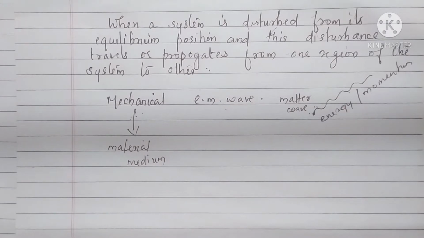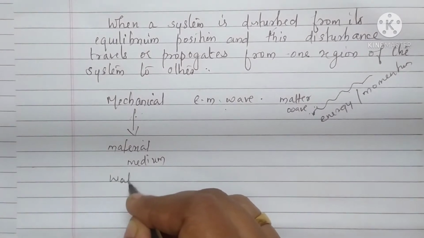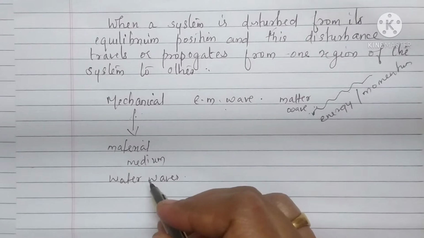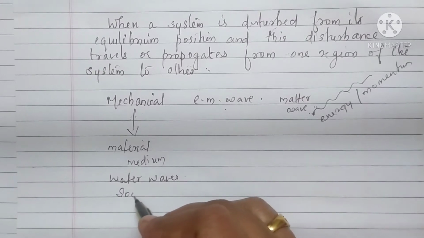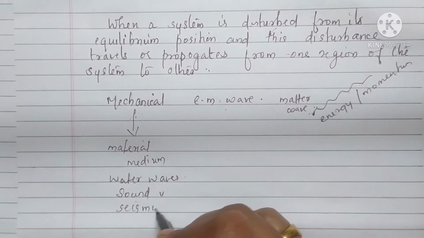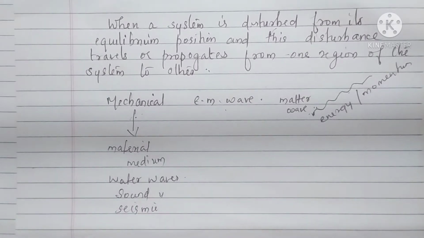So generally you can say mechanical waves are the waves which require a material medium for its propagation, and you have to know some examples like water waves, then the second one is sound waves, then seismic waves, etc. Clear? These are the examples for mechanical waves.